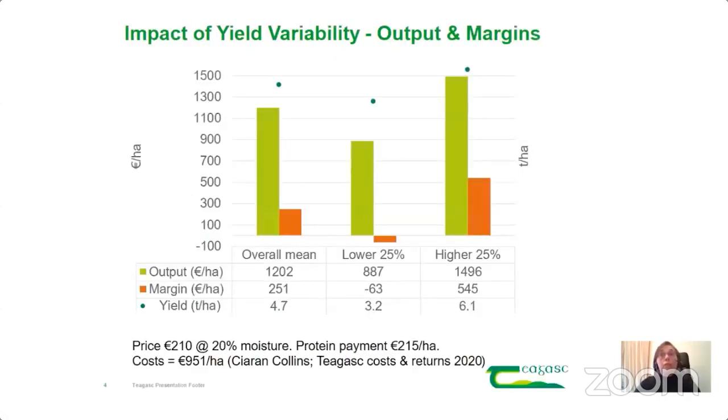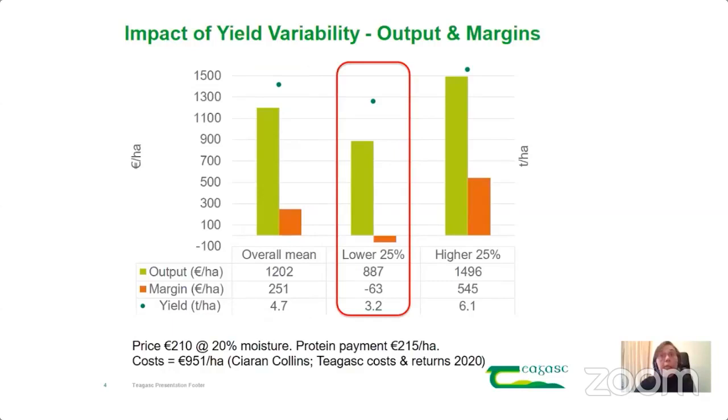This graph shows the output and margin in light green and red for three different yields presented in dark green. The first scenario is for the mean yield in 2020 of 4.7 tons per hectare. We have a margin of 251 euros per hectare.